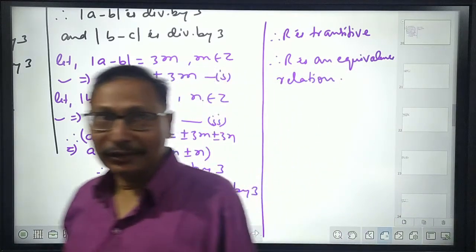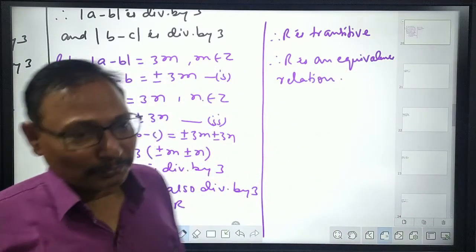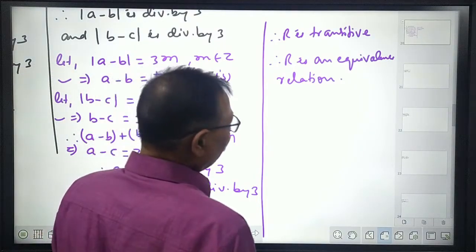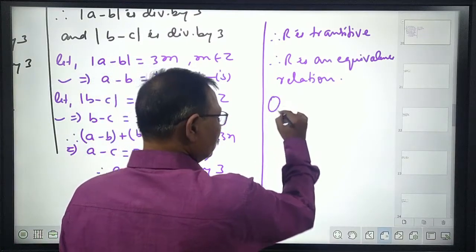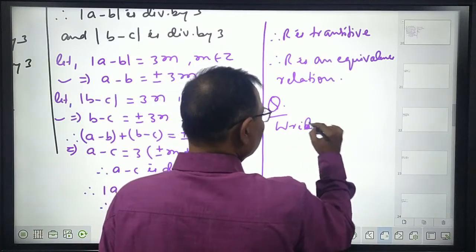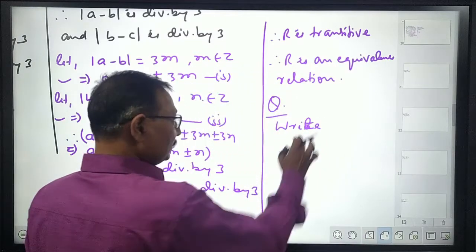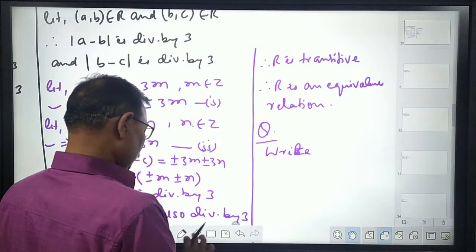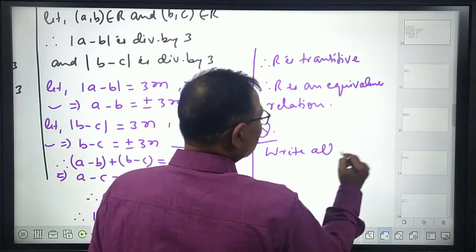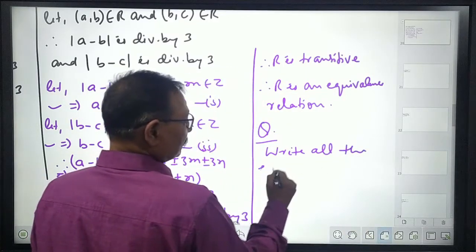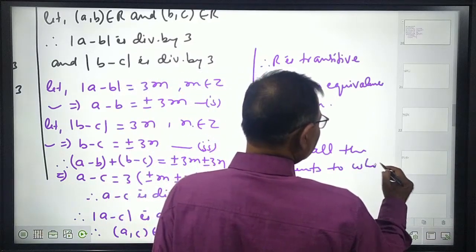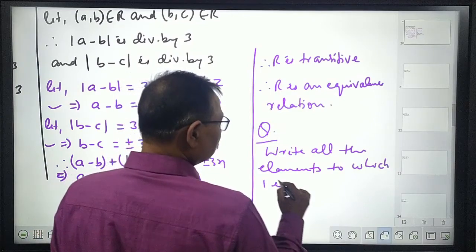So now this question has been solved very easily. Suppose that one asked you as a question: write down all the elements to which one is related.